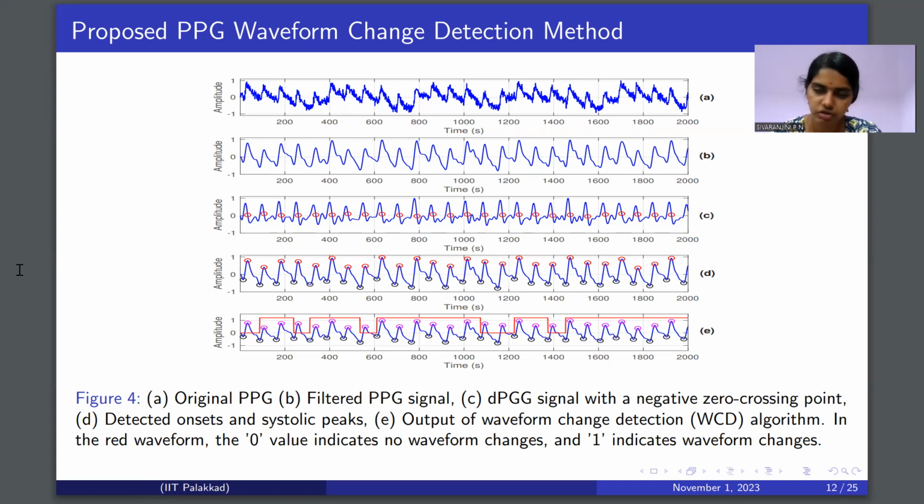If there is a change in the systolic peak amplitude, PPI, crest time or decay time, then it indicates a 1, which indicates waveform changes. And if there are no changes between successive cycles, then it indicates a 0.